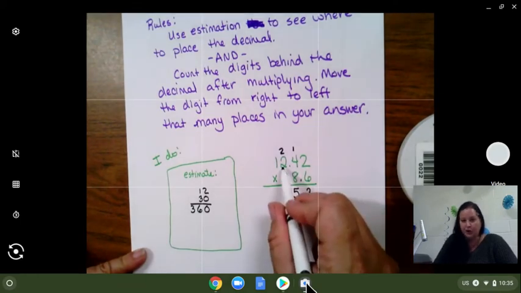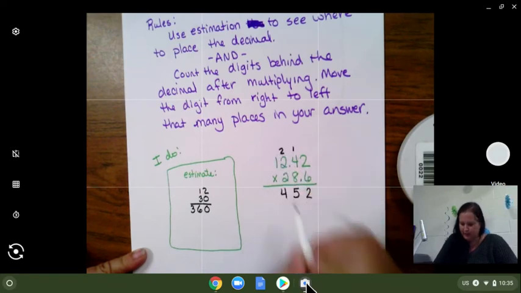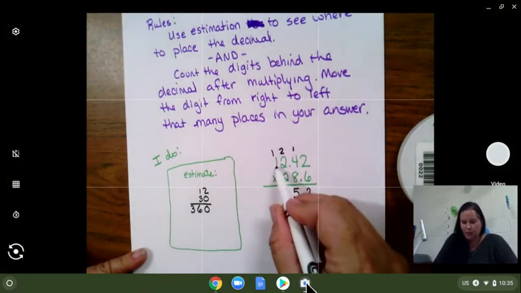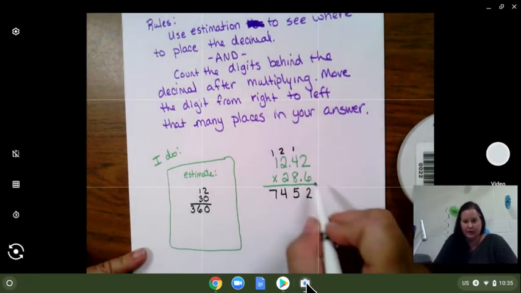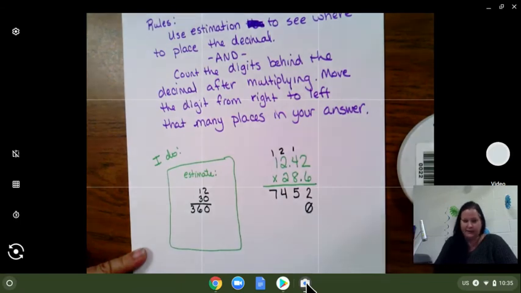6 times 2, because look, I'm going over here. 6 times 2 is 12, 13, 14. Put down my ones digit, carry my tens digit. 6 times 1 is 6, plus 1 is 7. I'm going to put that down. So I'm finished with the 6, which means I need to move over to the 8. And when I do that, I need a place holding 0.